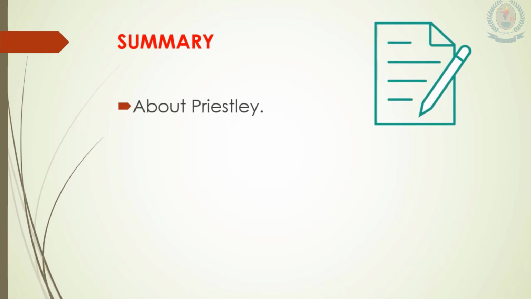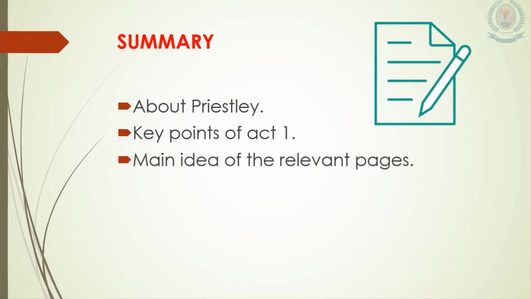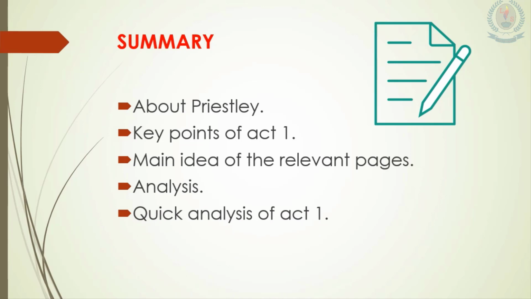We learned about the writer mainly, the background of his life and how it influences his writing. We learned some key points of Act 1, the main incidents, and then we learned the main idea, the plot of the relevant pages we have to cover for the third term. Then we did a very deep analysis of the characters, the communication that they did, the writer's use of setting and all. After that, we ran through a very quick analysis of Act 1 as a whole, of the previous pages we have done. And then we discussed the major themes the writer discusses.